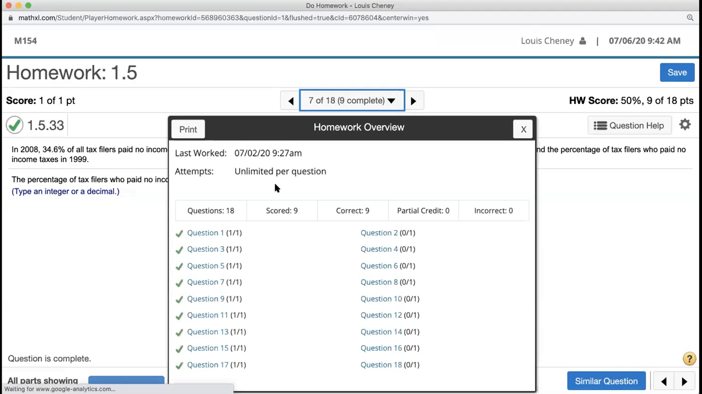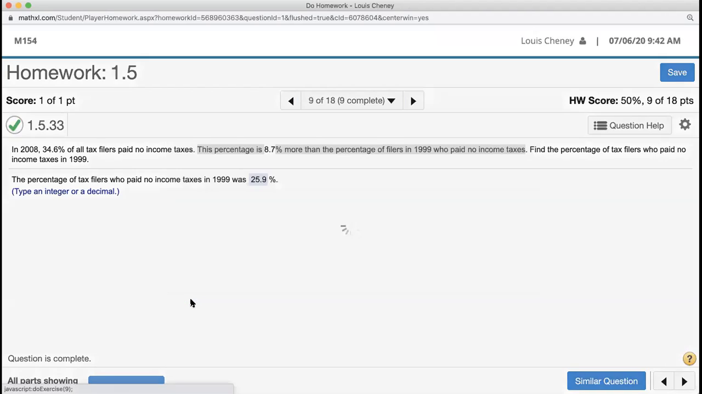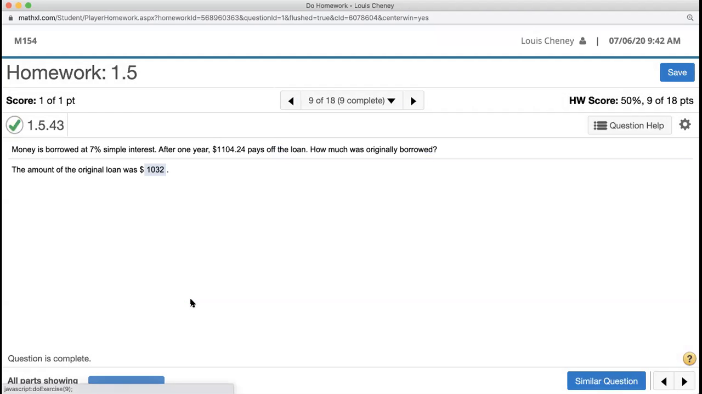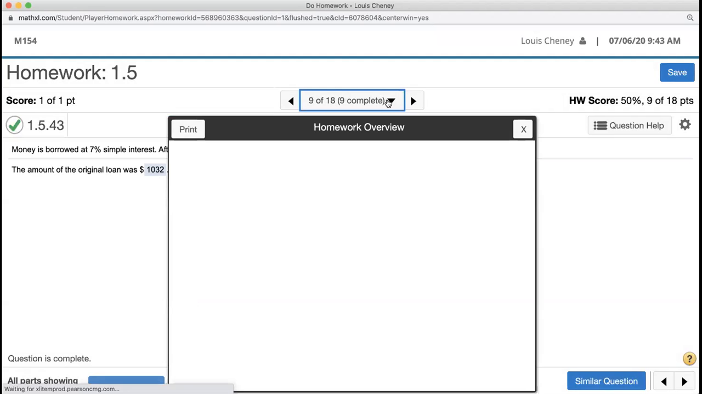Okay, so for number 9, this is how Pearson words it. And sure enough, 1032 is the original amount borrowed, or the principal.